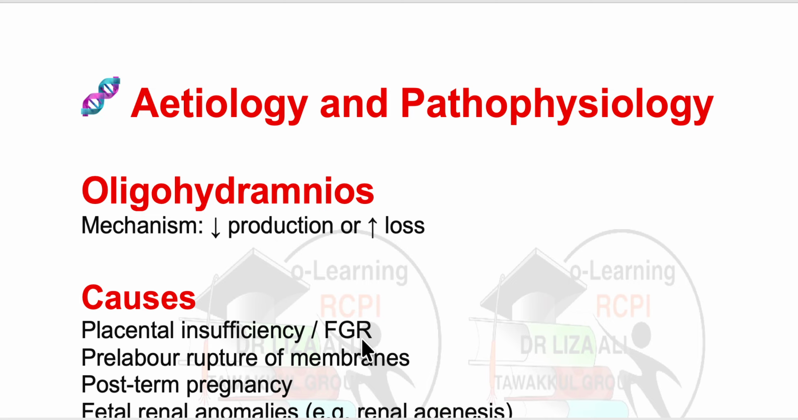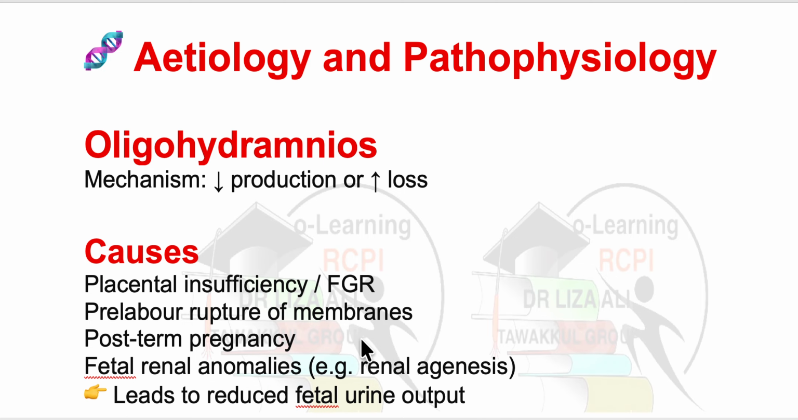Now we will go to the etiology and pathology. First we will consider oligo. There is either decreased production or increased loss. So this is the reason the baby has oligohydramnios: it is not producing, or if it is producing, there will be more loss.